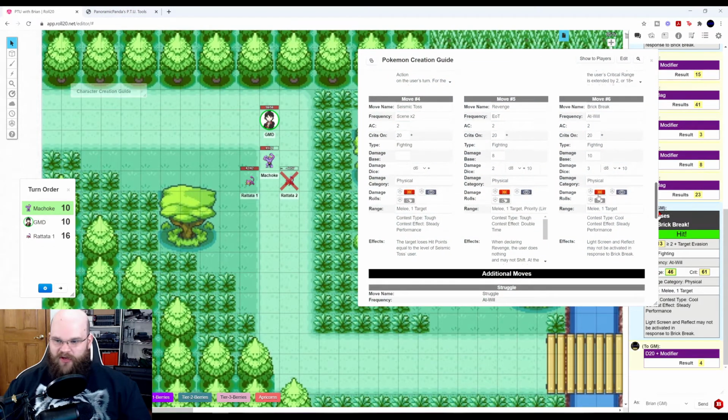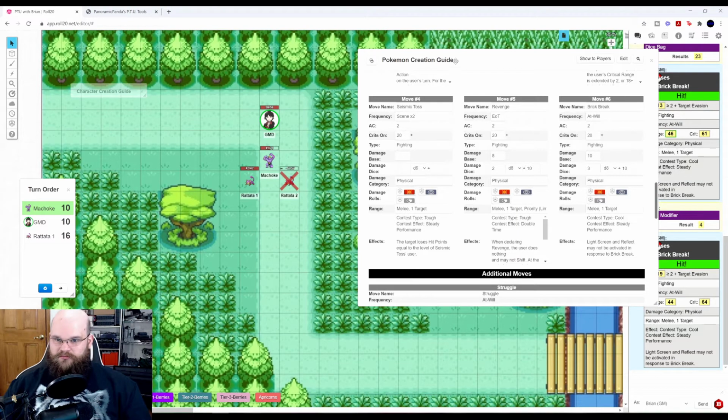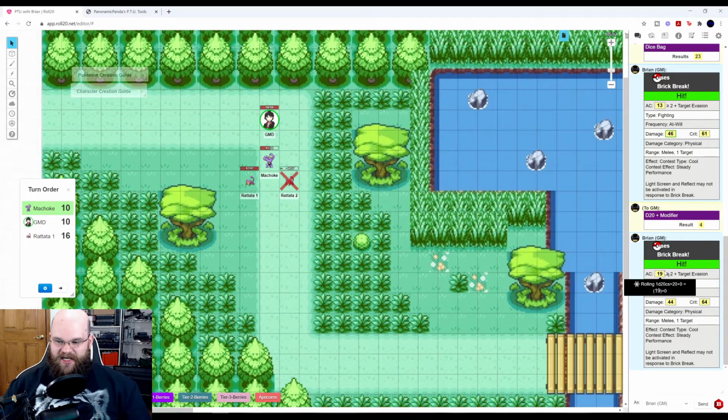What is Machoke going to do? Brick Break is at-will. We're just going to stick with what works here. Kiai. We get a 19, so we almost crit with that. So we're going to deal 44 physical fighting damage.